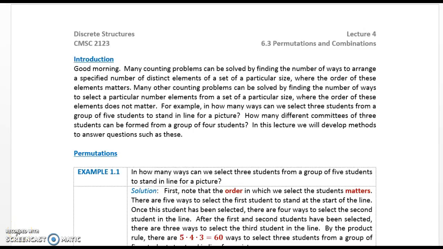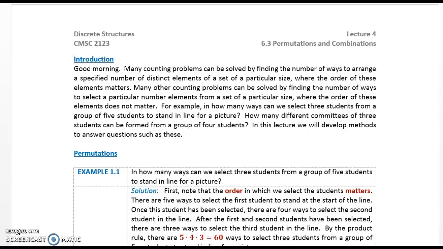Good morning. Many counting problems can be solved by finding the number of ways to arrange a specific number of distinct elements of a set of a particular size where the order of these elements matters. Many other counting problems can be solved by finding the number of ways to select particular elements from a set of a particular size where the order of these elements does not matter.